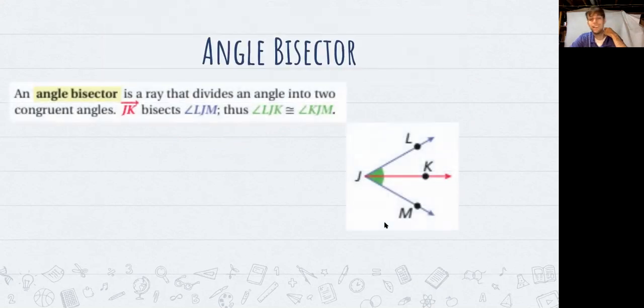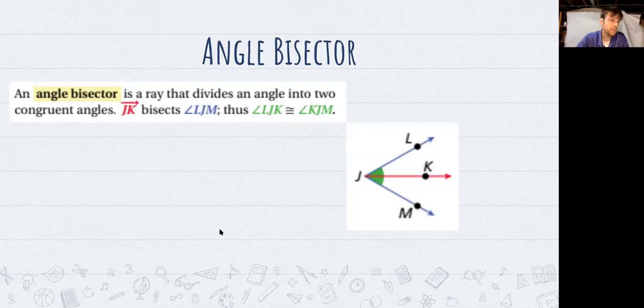All right, last thing is the angle bisector. So hopefully, from our previous lesson, we remember what the word bisect means. Bisect means to cut into 2 equal parts. So for a segment, an example of a bisector was like the midpoint. The midpoint divided the segment into 2 equal parts.